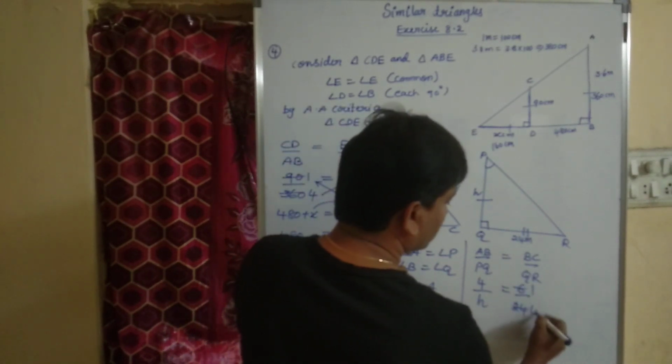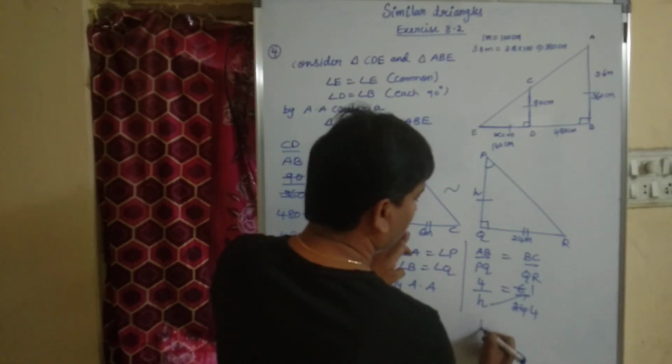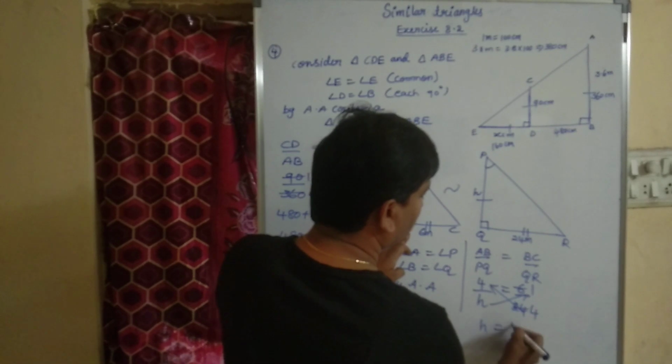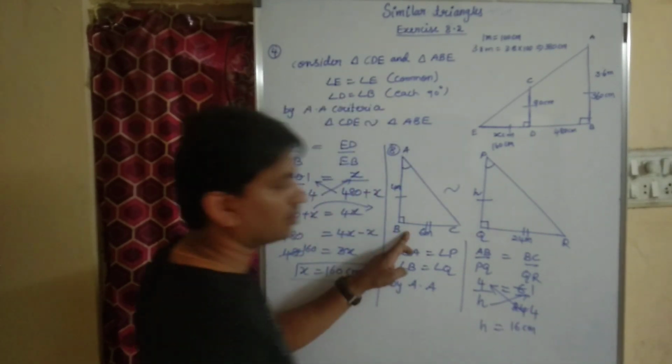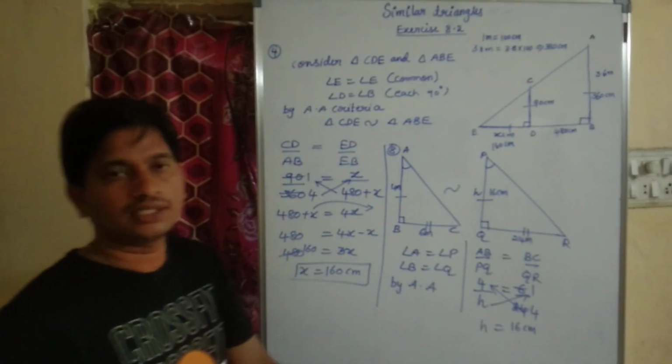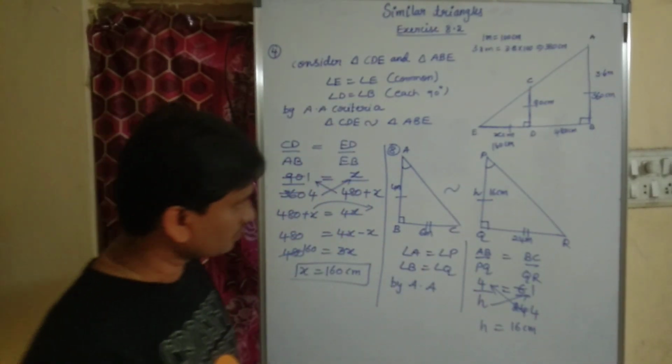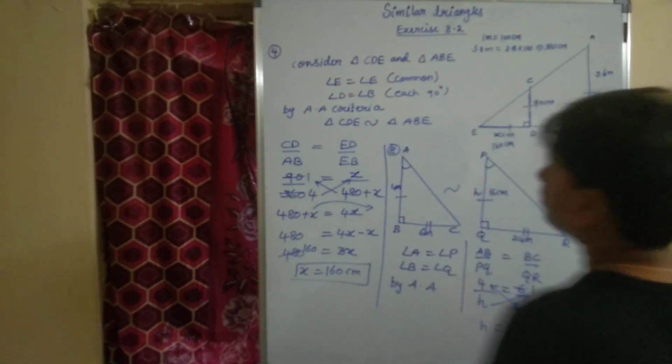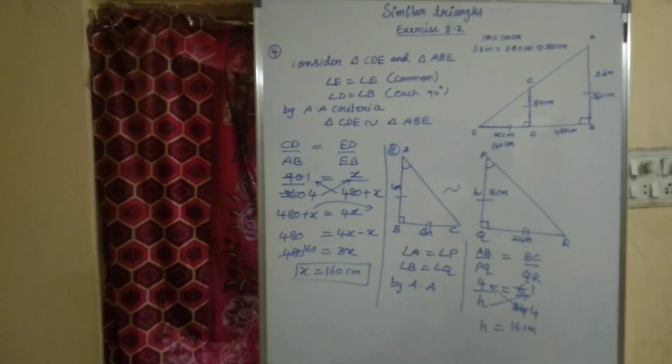So h into 6 equals 4 into 24, so h equals 16. So how tall is the building? The height of the building is 16 meters. Is it clear, children? Question number 4 and question number 8 are a little bit similar questions. That is the reason I am explaining them at a time.